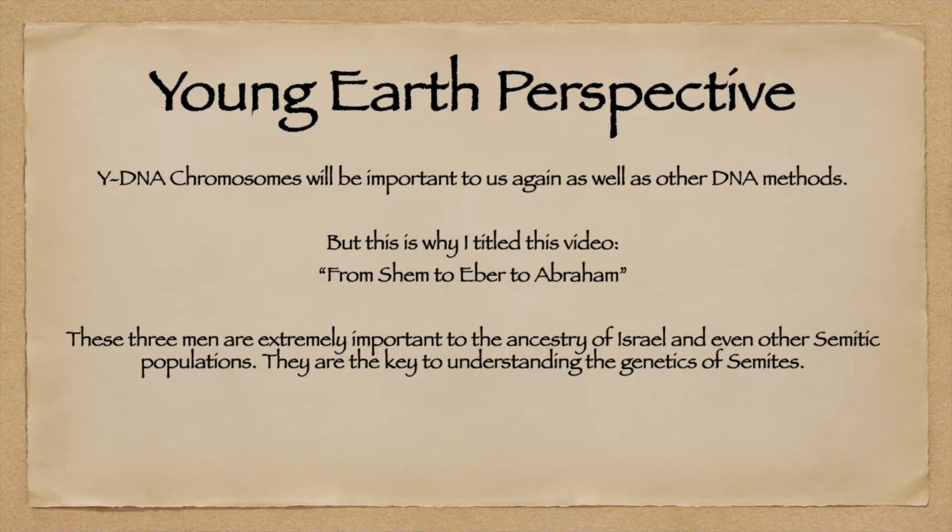Y DNA chromosomes will be important to us again, as well as other DNA methods. But this is why I titled the video From Shem to Eber to Abraham. These three men are extremely important to the ancestry of Israel and even other Semitic populations. They are the key to understanding the genetics of Semites.